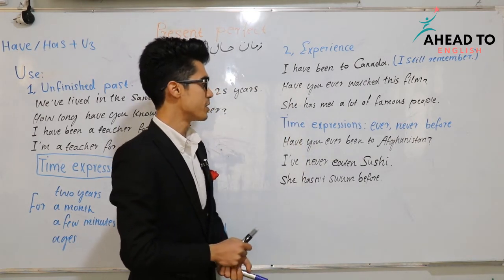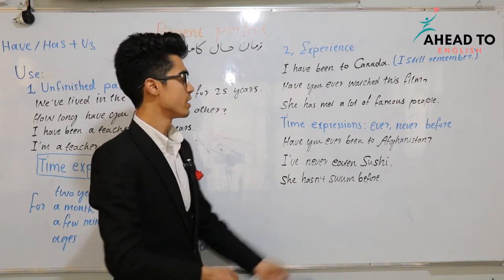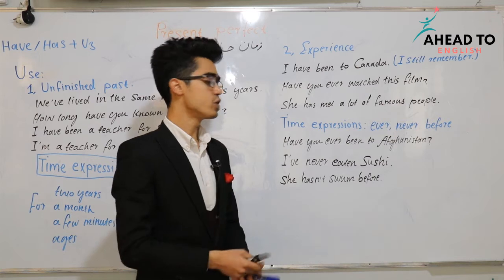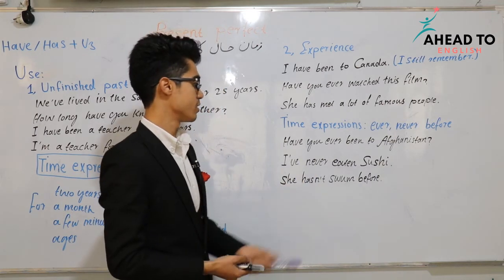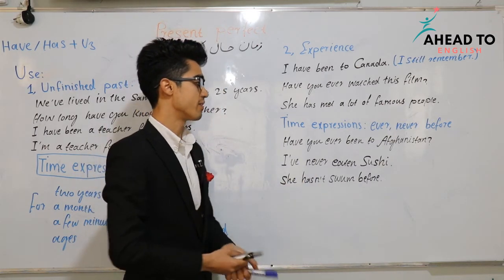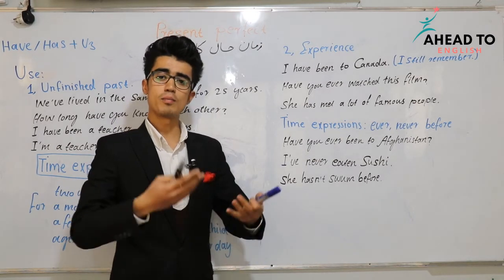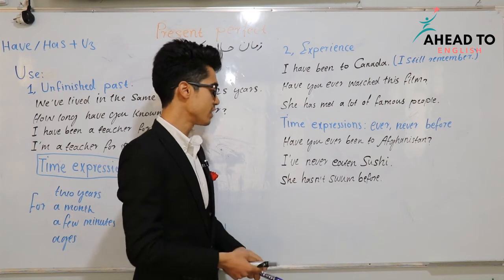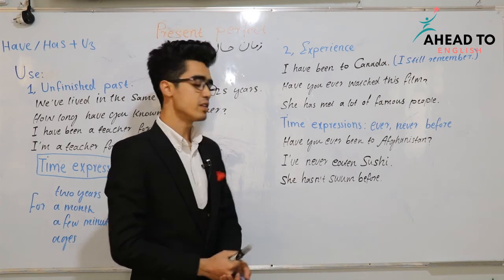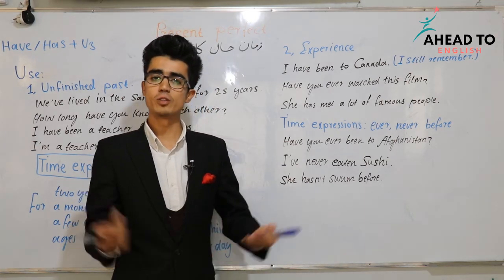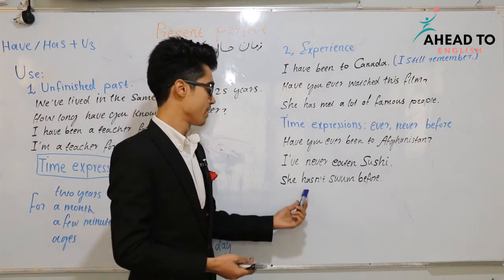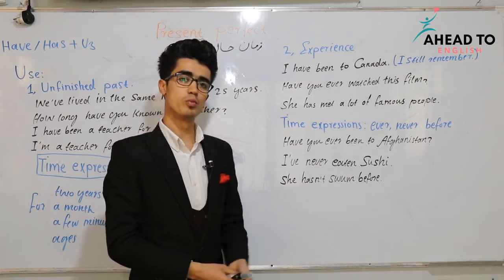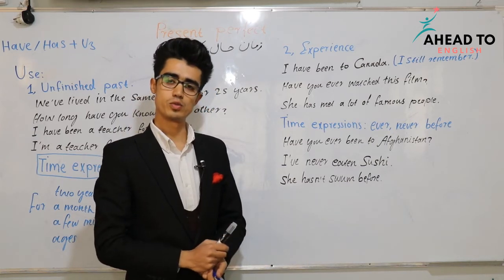The time expressions that we use in this use, they are ever, never, and before. These time expressions are more common in this use. For example, have you ever been to Afghanistan? I'm asking about the experience of someone's life. Have you ever been to Afghanistan? I have never eaten sushi, or I have never tried sushi. She hasn't swum before. These time expressions are more common in this use.